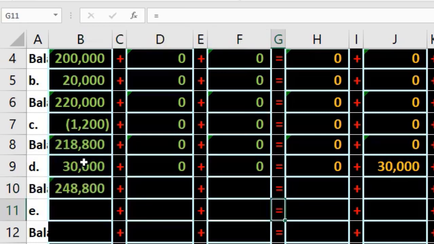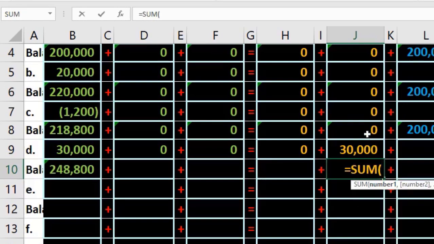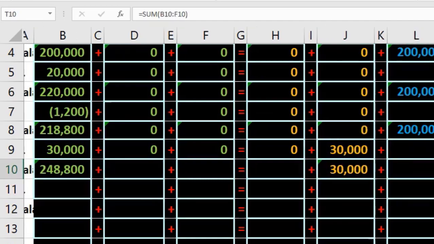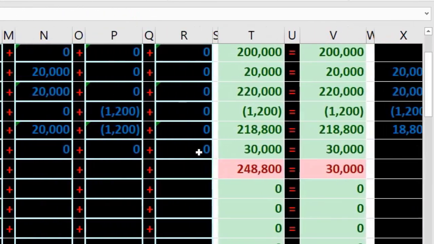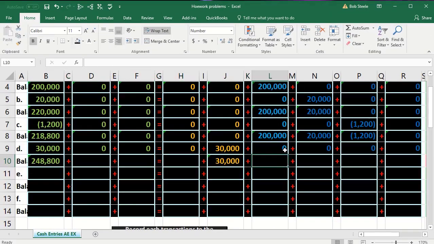Then I'm going to scroll over to the new transaction that happened over here in J10, equals SUM, double click, highlight those two cells, and sum of J8 colon J9 and enter. So that's our new transactions, and note that we are not, of course, in balance at this point in time. We need to bring down the rest of the balances. So I'm going to bring down these balances.